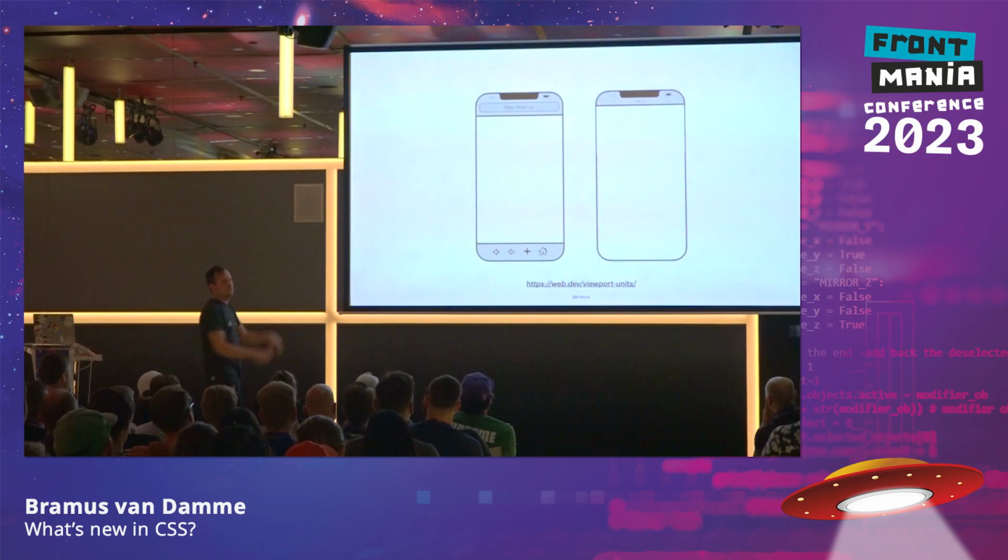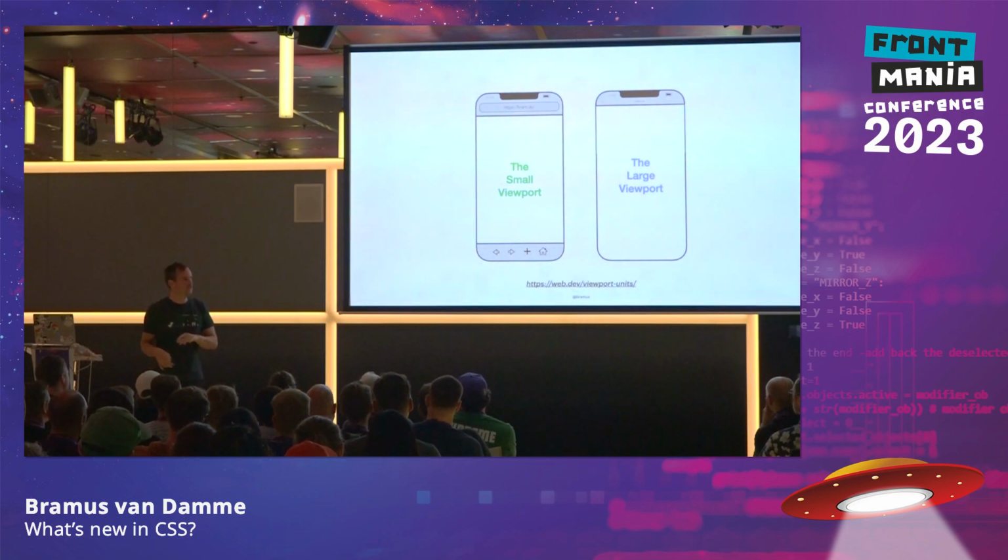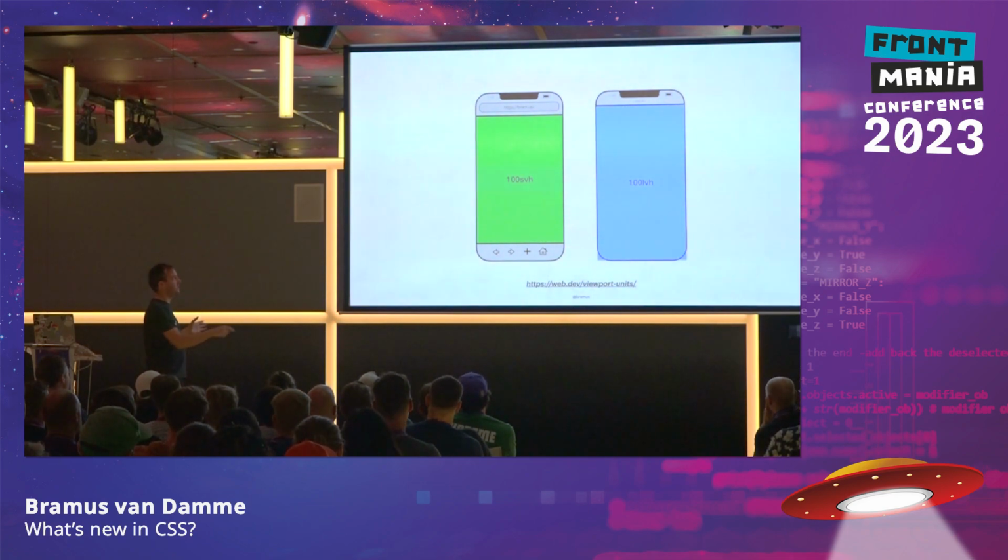So basically we have two states, one where the dynamic toolbars are expanded and one where they are retracted. Well, we give each of those states a name. We call the one on the left the small viewport and the one on the right the large viewport. And we also have units for that. 100svh is this size and 100lvh is this size.